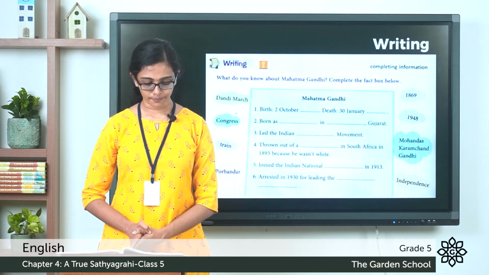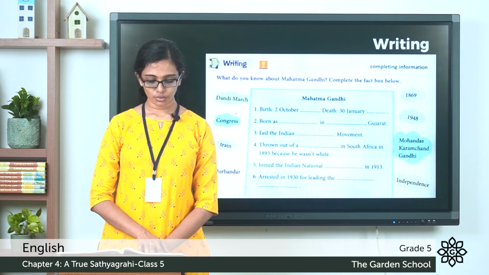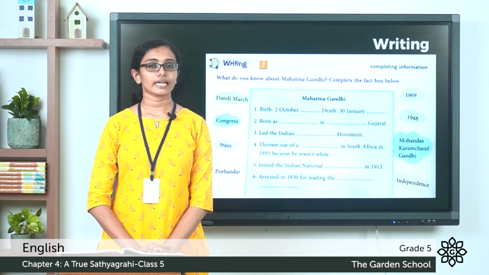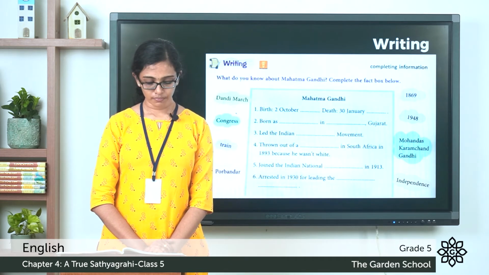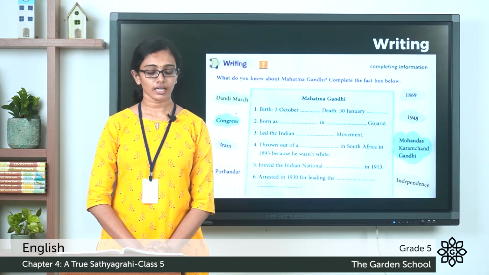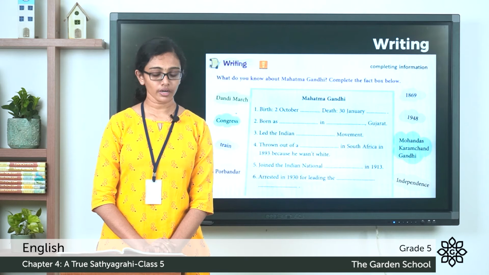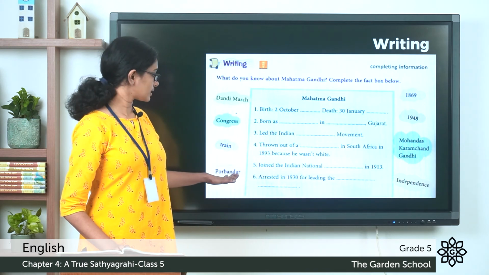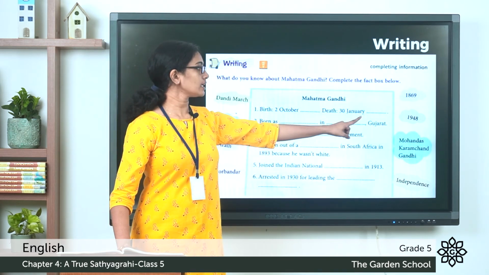Let's complete the fact box now. Question number 1, birth. It's about Mahatma Gandhi and his birth was on 2 October 1869 and death was on 30 January 1948. Please write the correct options there. Now question number 2 is born as dash in dash Gujarat. So Gandhi's full name was Mohandas Karamchand Gandhi. So you have to write born as Mohandas Karamchand Gandhi. In where he was born? He was born in Porbandar in Saurashtra, which is in the state of Gujarat. So you have the option Porbandar here. You have to write it there. Born as Mohandas Karamchand Gandhi in Porbandar, Gujarat.